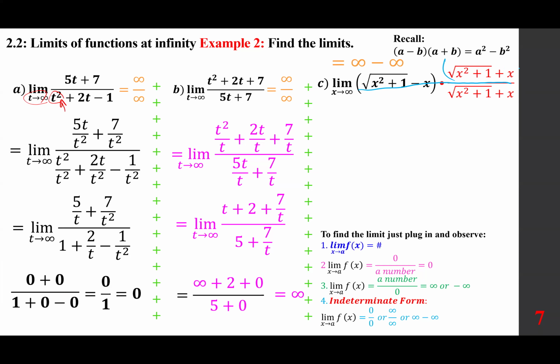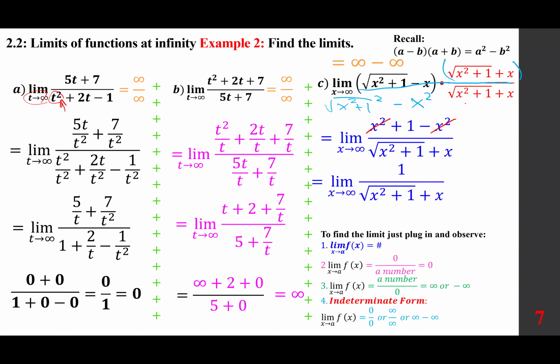so it's the product of these two, a minus b, a plus b, the product is a squared minus b squared, that would be the numerator. These two cancel each other. And now if you plug in, the denominator is infinity plus infinity, which is infinity, and the final answer is 0.